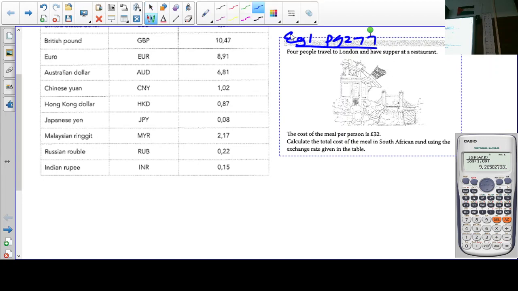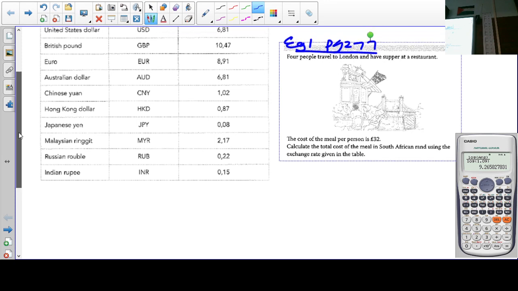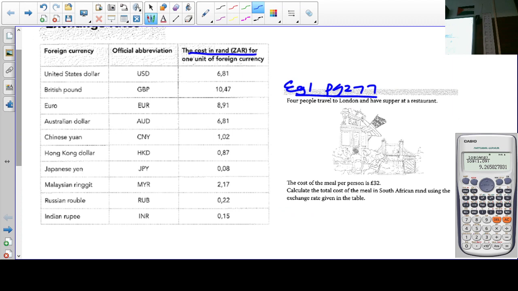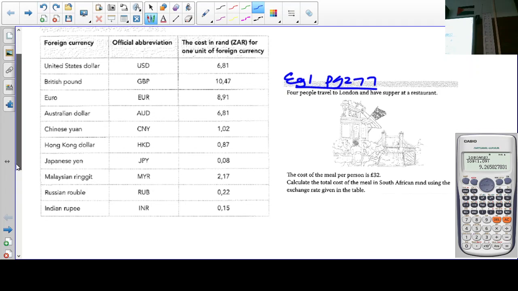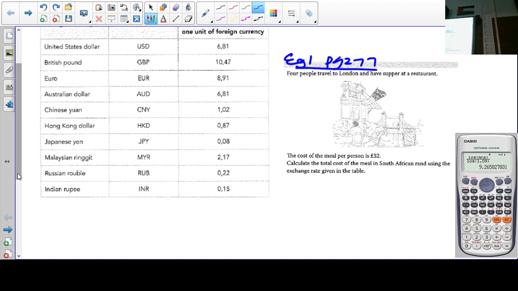So firstly, we need to see what the British pound costs per rand. Here it says the cost in rands, that's ZAR, South African rand, for 1 unit of foreign currency. We know that the dollar at this stage is not trading at 6 rand and 81 cents. We know also that the pound is not trading at 10 rand and 47 cents. But we're just using the table for calculation purposes. The pound is trading now at something like 17 rand. It is a bit more than that, so the traveler gave us the insight.